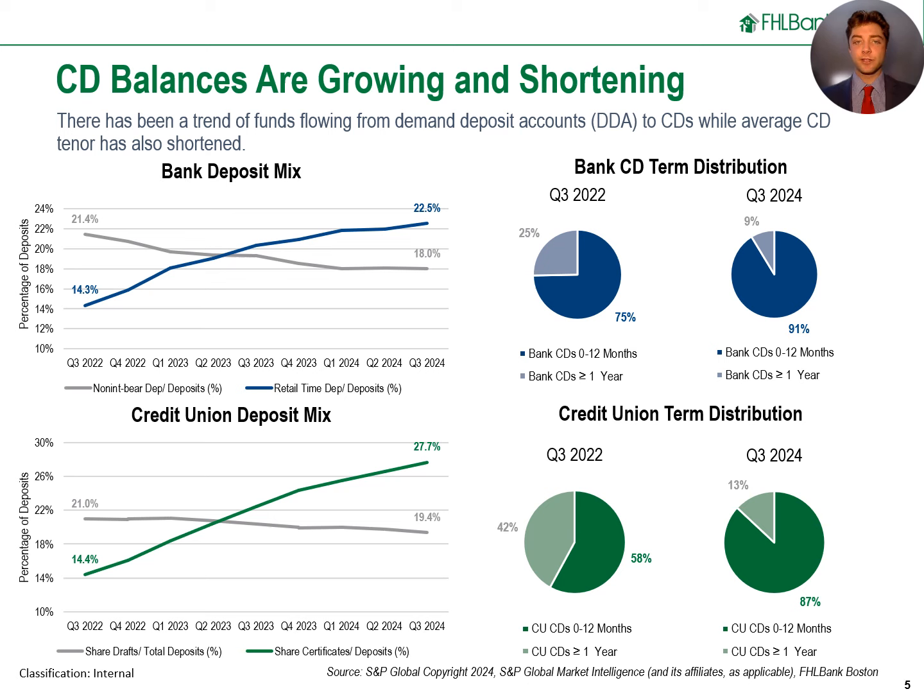On the left side of the slide, we see that over the last 2 years, CDs have gone from about 14 to 22.5% of total bank deposits, and certificates have gone from about 14 to almost 28% of credit union deposits. Alongside that trend, we have seen a shortening of average term deposit tenor. Looking at the pie charts on the right, we see that over the last 2 years, CDs shorter than 1 year have gone from 75% of bank CDs to 91%. And share certificates shorter than a year have gone from 58% to 87% of credit union share certificates.